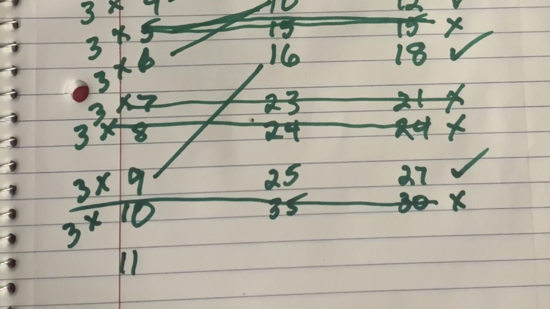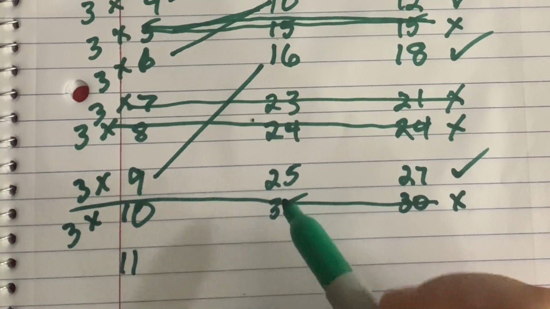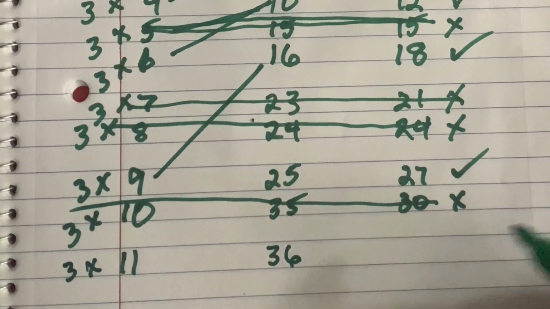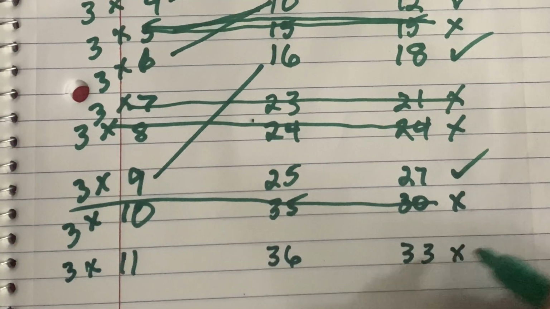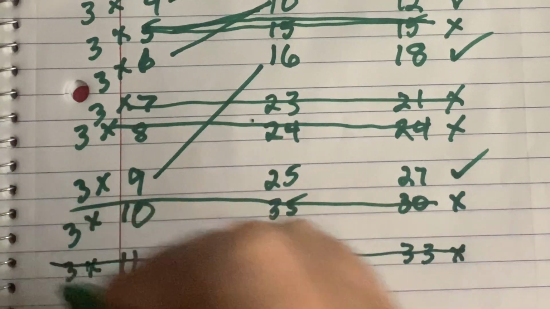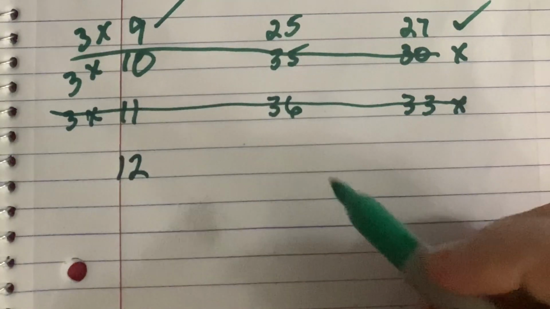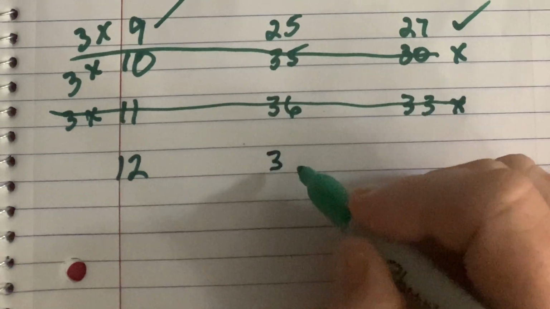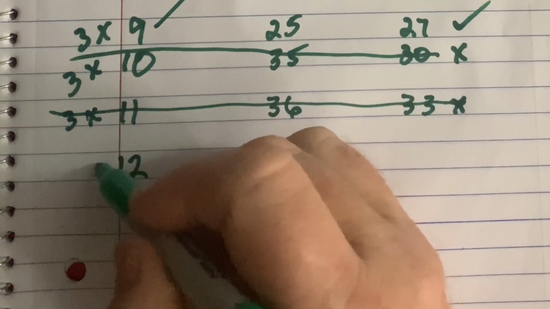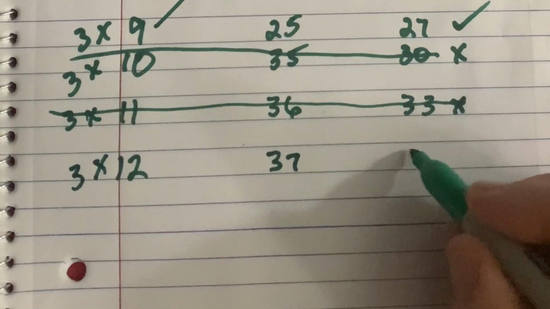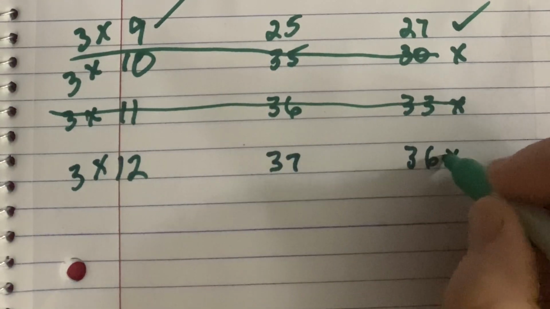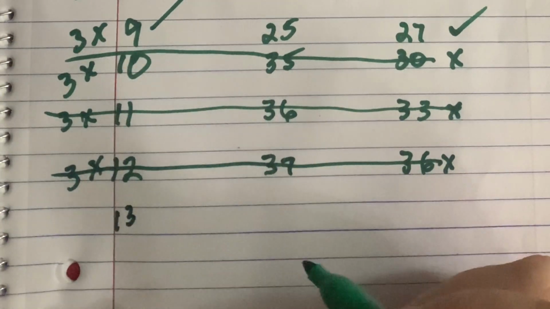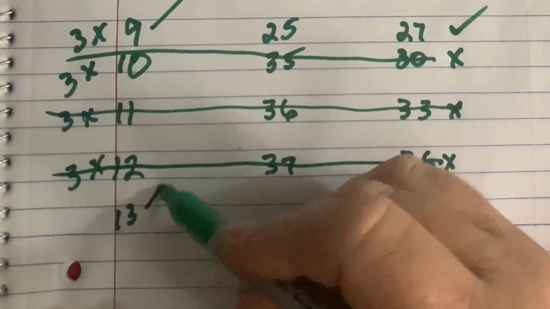So we go to 11. 11 and 25 is 36. 11 times 3 is 33. No, can't use that. All right, so we have a 12. 12 and 25 is 37, and then 12 times 3 is 36. Can't use that. We just keep doing this all the way down until you get to 500 or whatever you want.